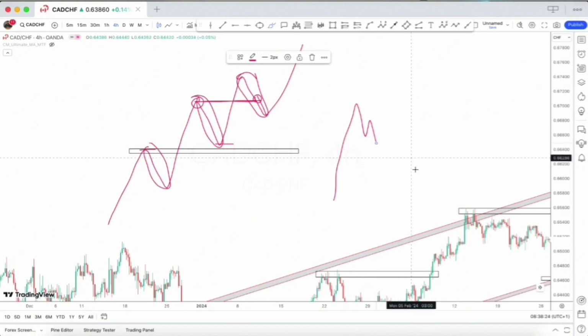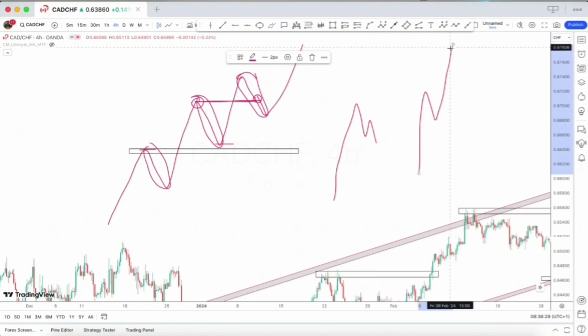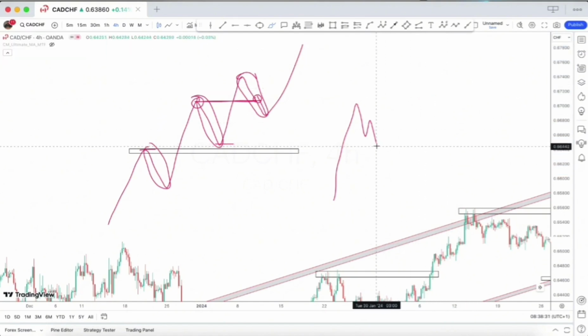Because if we have only 1 wave pullback, something like this, then it's not valid. Okay, it's not valid. So we need a minimum of 3 waves. So sometimes it may extend to 4, 5 or 6 waves. It doesn't really matter, but the minimum is 3.